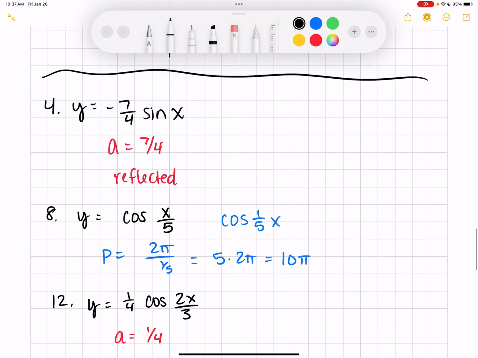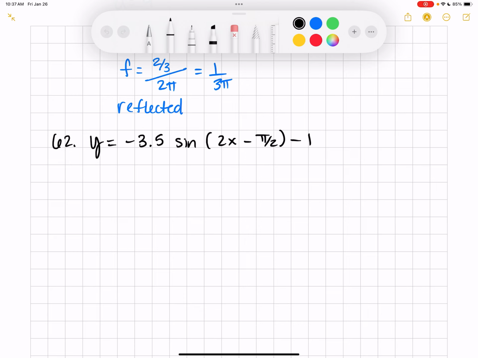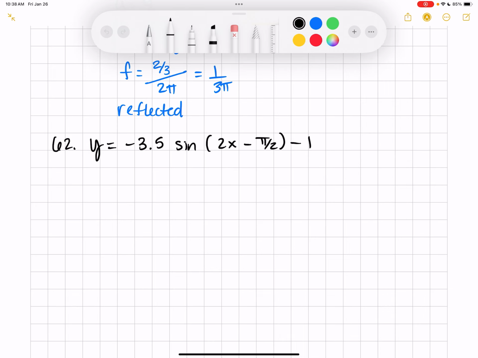All right, so we were going to pick up on 62 from the book. We have negative 3.5 sine of 2x minus pi over 2 minus 1. So what is the first thing that I need to do? Find the amplitude, which is 3.5. Okay. And now we do whatever Riley was trying to say.